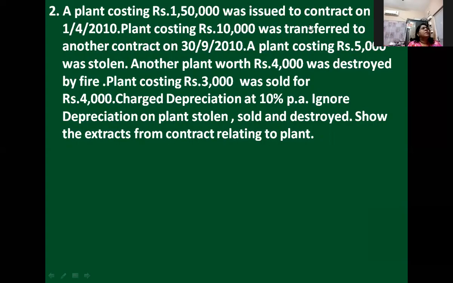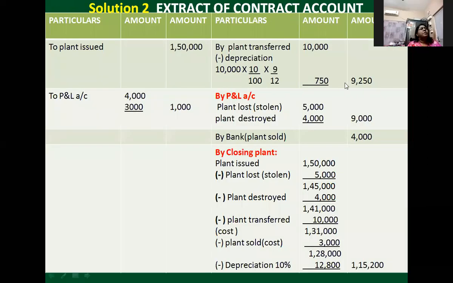Now look at this problem. That is 1/4/2010. So April, May, June, July, August, September, 6 months. So 6 months we got it as. So what is the balance here? After the depreciation, 9,250. So we calculate the value of the plant transferred after the depreciation.